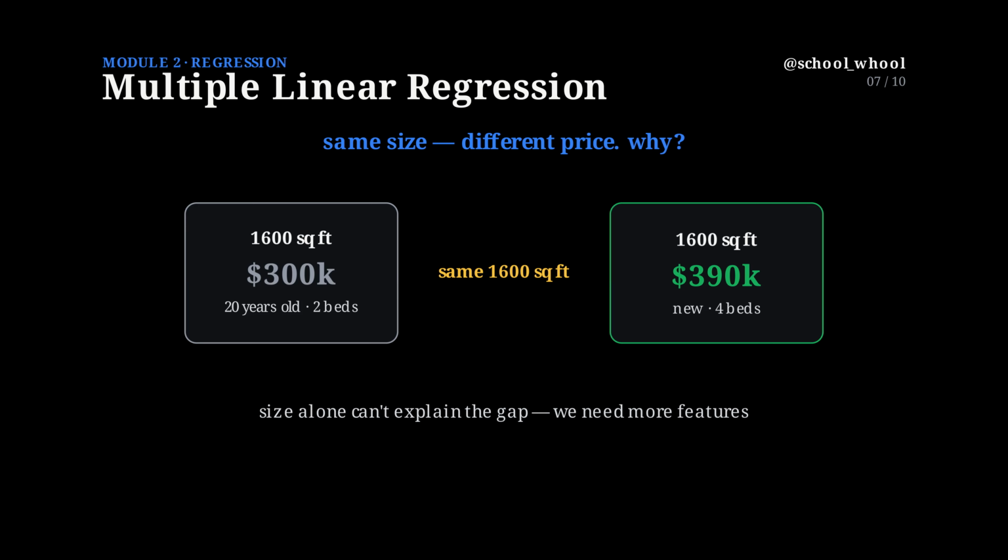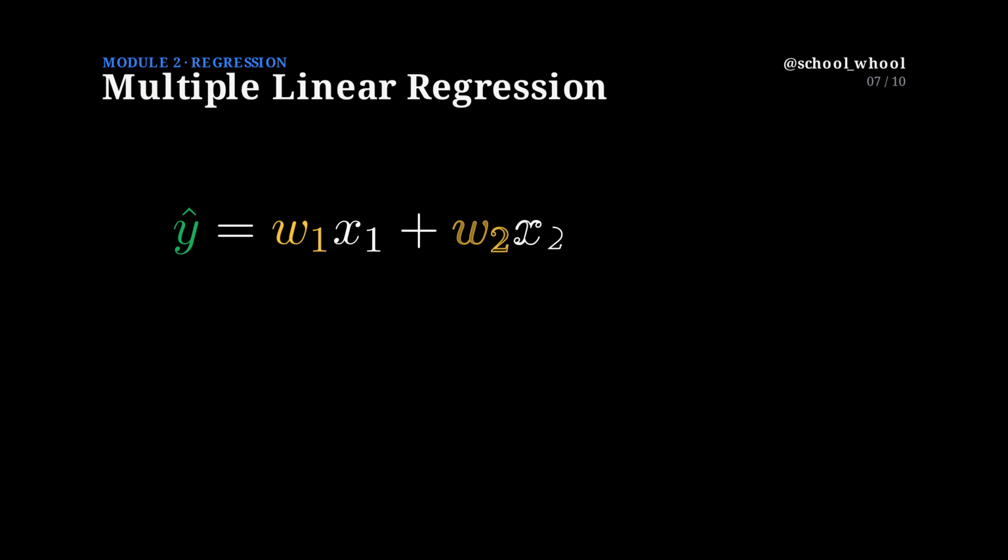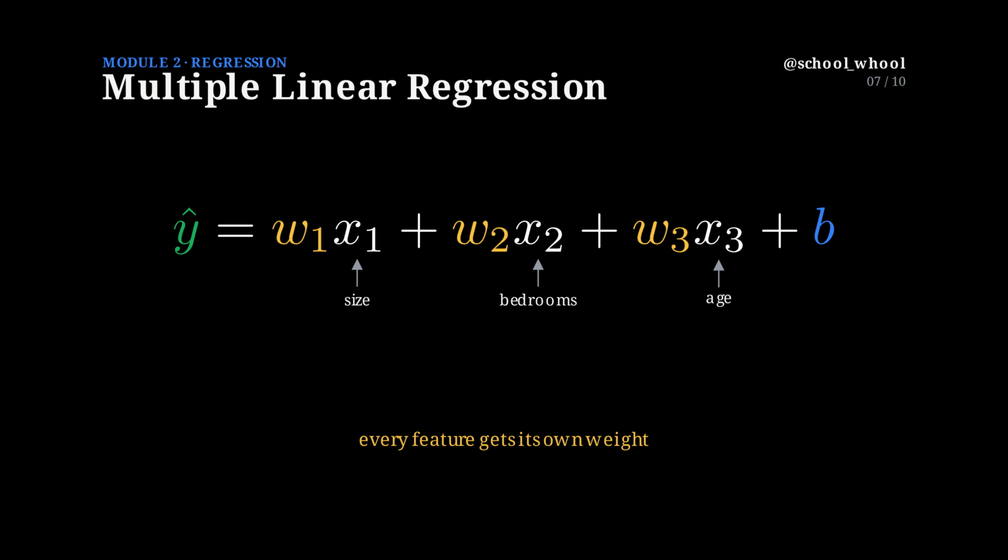Two houses can be the same size, yet sell for very different prices, because one is newer, or has an extra bedroom. To capture that, the model needs to weigh several features together. The equation grows, but the idea is exactly the same. Y hat equals W1 times feature 1, plus W2 times feature 2, plus W3 times feature 3, plus B.